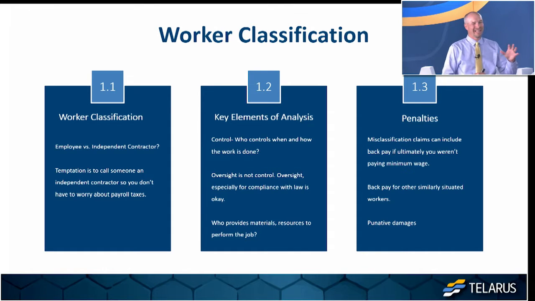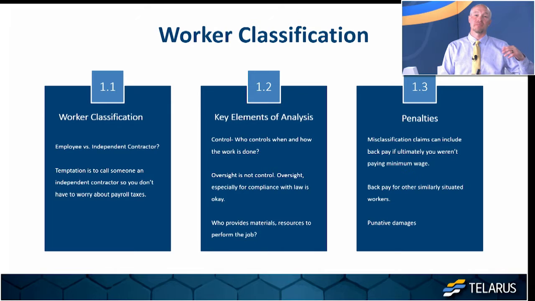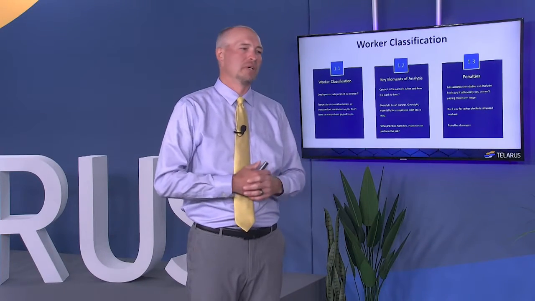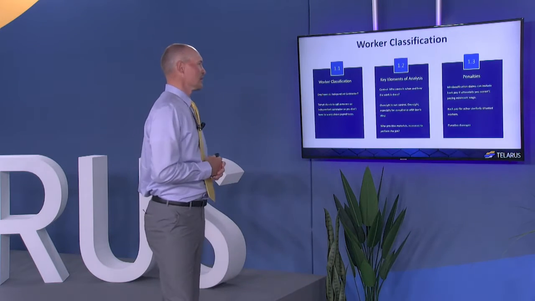One caveat is that oversight is not the same as control. Just because you have some oversight of that person, especially in the form of compliance with the law to make sure that they're doing things the right way, is not going to be considered control for that analysis of whether someone's an independent contractor or an employee. Another question to ask is who provides the materials, uniform, all of those types of things, the documentation, who provides that for the job to be done. Just a couple of factors to consider.